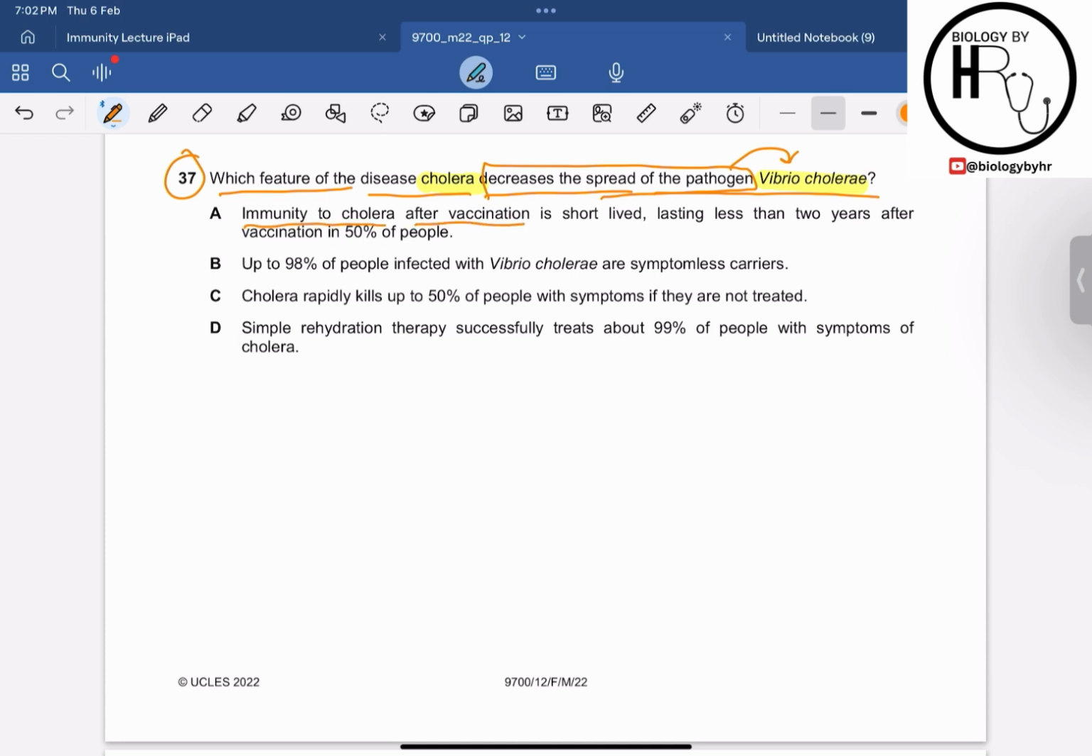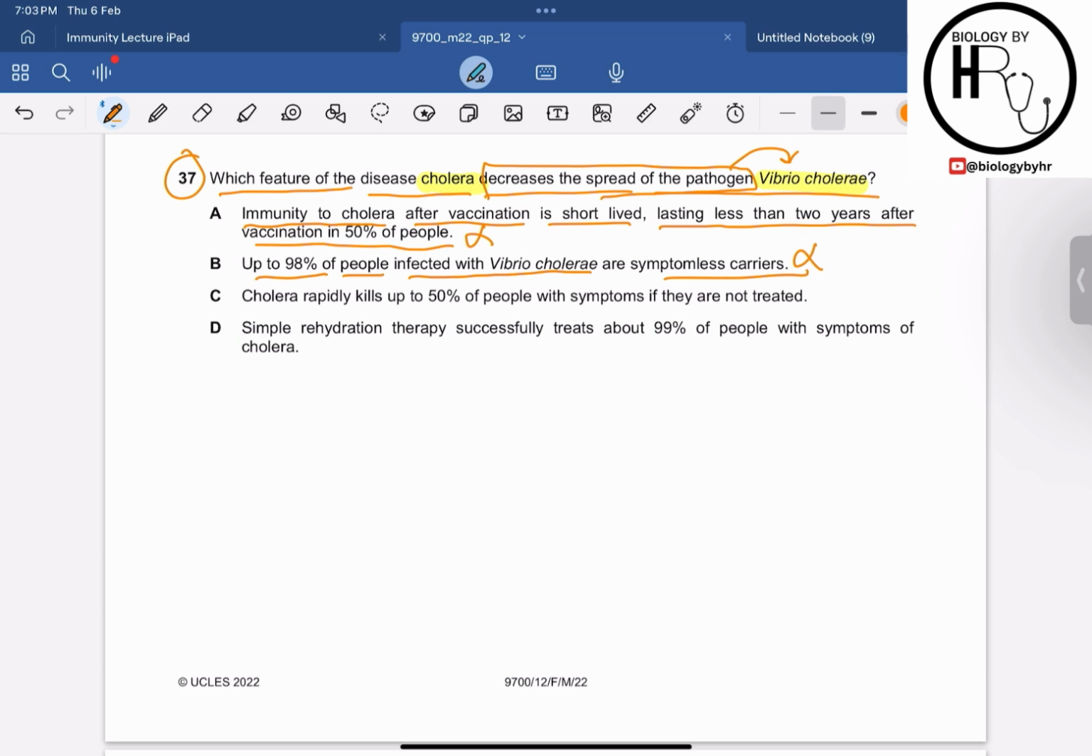Immunity to cholera after vaccination is short lived, lasting less than 2 years after vaccination in 50% of the people. A short lived vaccine basically means that people remain susceptible, which usually increases the spread of the cholera rather than decreasing it, right. So this statement is also incorrect over here. Then it says that up to 98% of the people infected with the Vibrio cholera are symptomless carriers, right. If they are asymptomatic, right, if they are symptomless, so they can unknowingly spread the bacteria, right, which increases the transmission rather than reducing it. So yes, this statement is also incorrect.